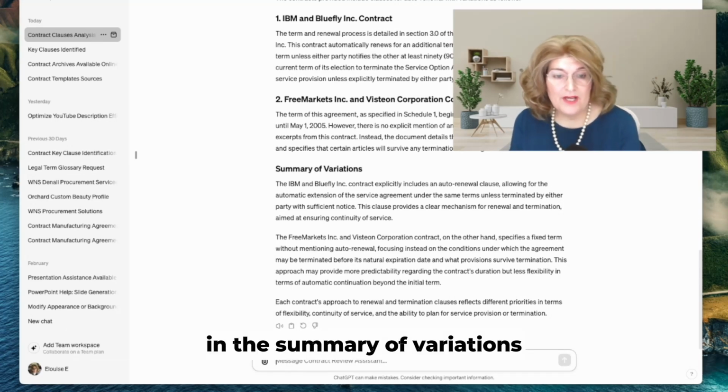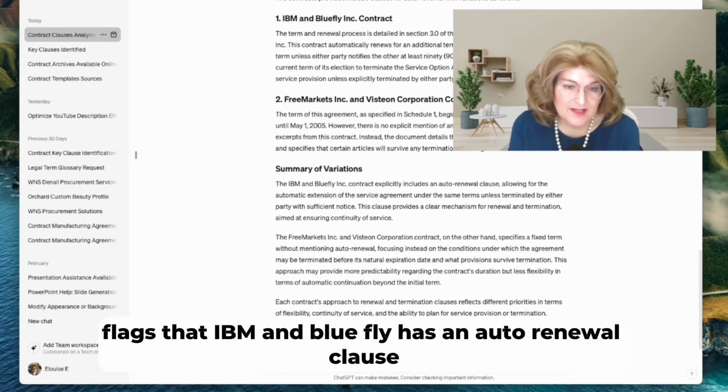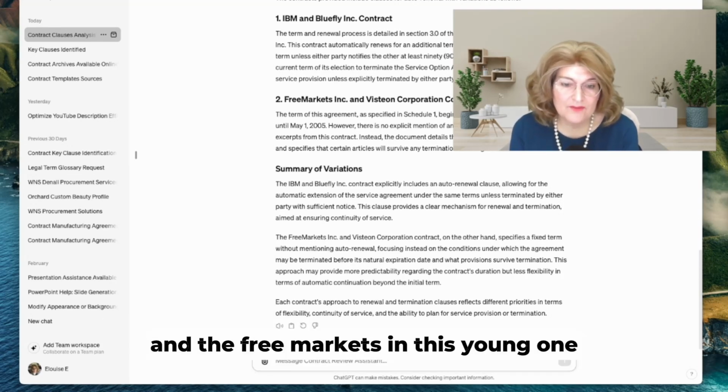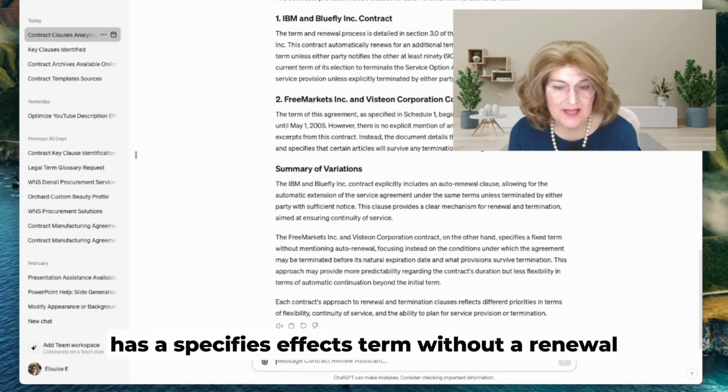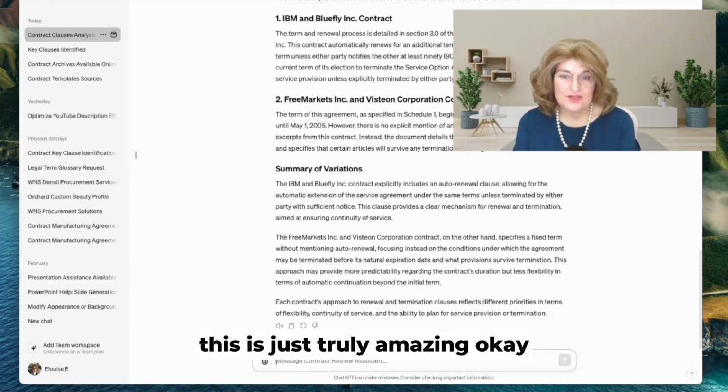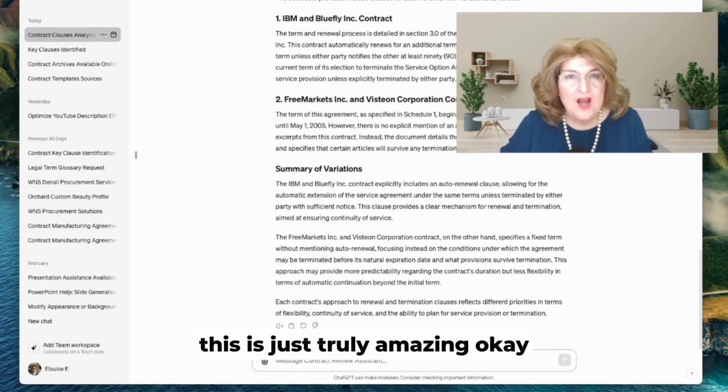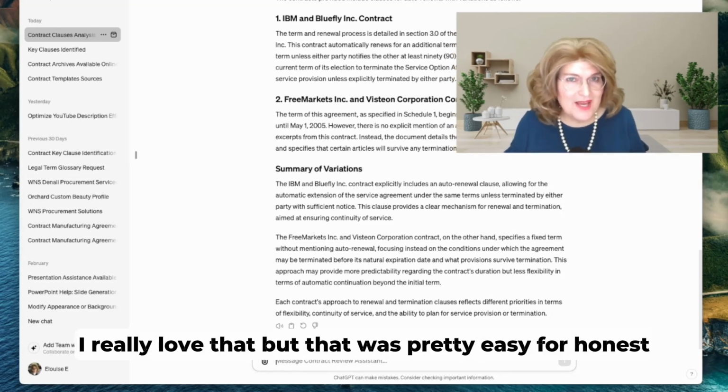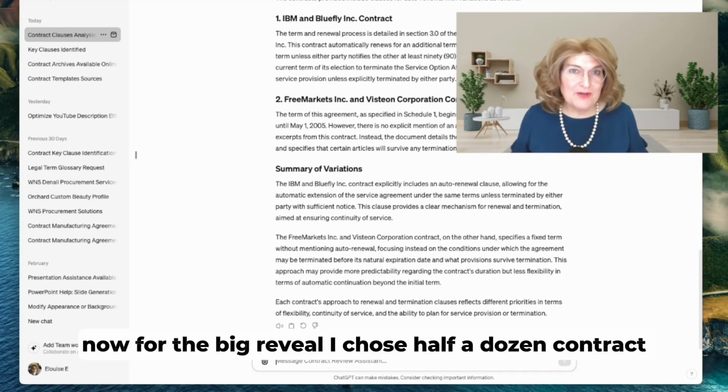In the summary of variations, it of course flags that IBM and Bluefly has an auto renewal clause and the Free Markets and Visteon one specifies a fixed term without a renewal. This is just truly amazing. Okay, that was great. I really love that, but that was pretty easy if we're honest. Now for the big reveal.